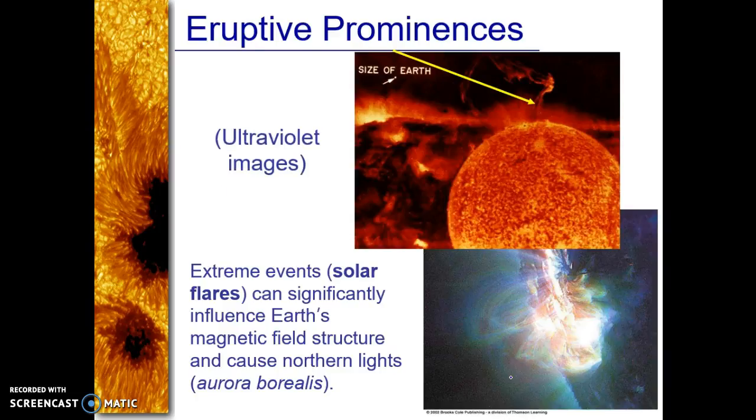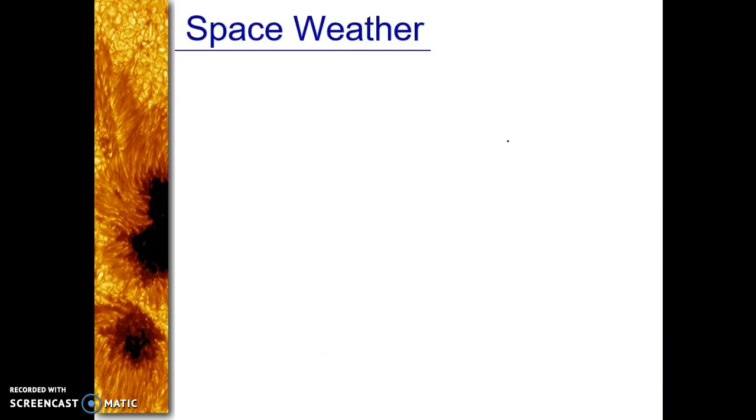Right. Oh, and these are just some ultraviolet images of this, so you can see up here, this would be the size of the Earth, teeny, teeny, tiny. And here is a solar flare coming off. The solar flare is huge in comparison to the Earth. Right. Okay, so space weather.